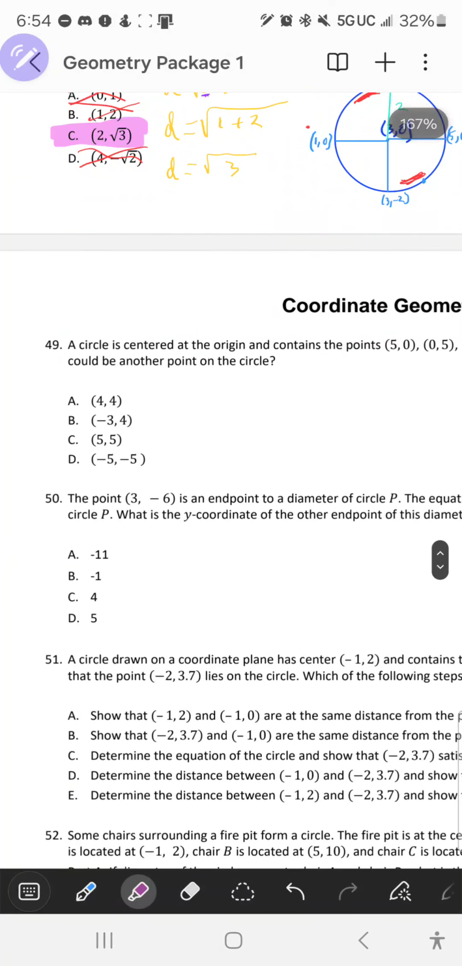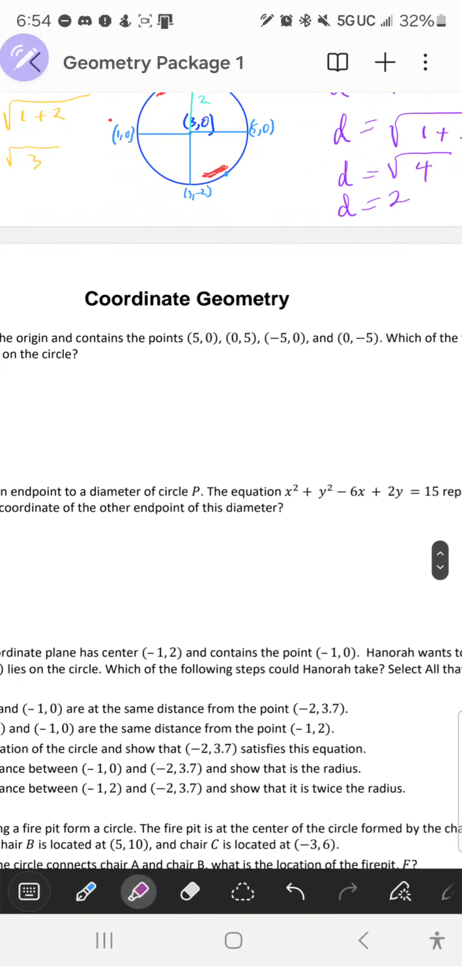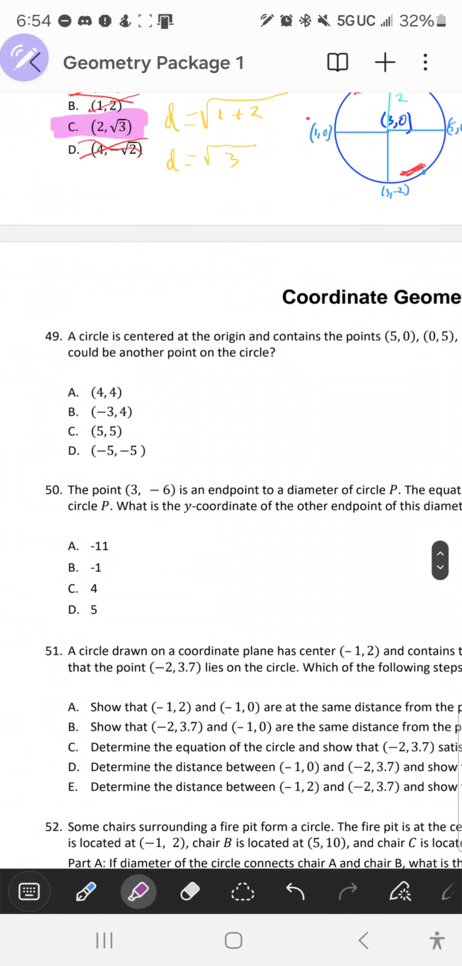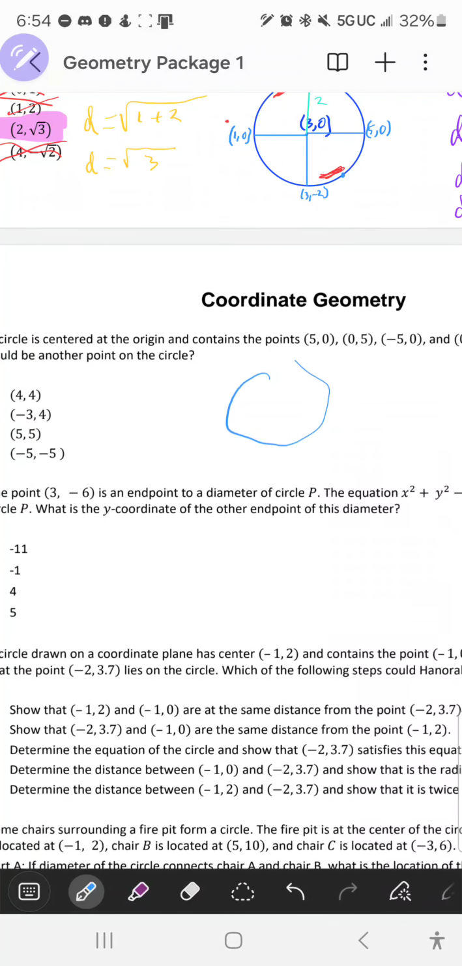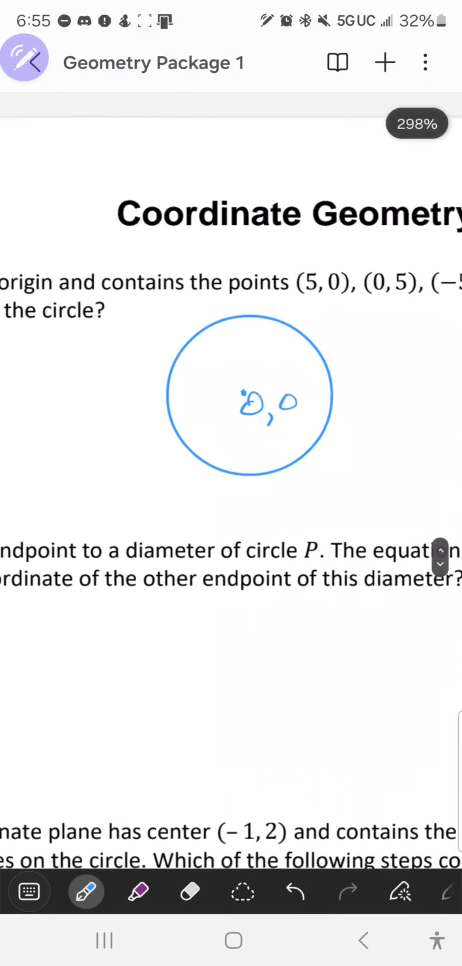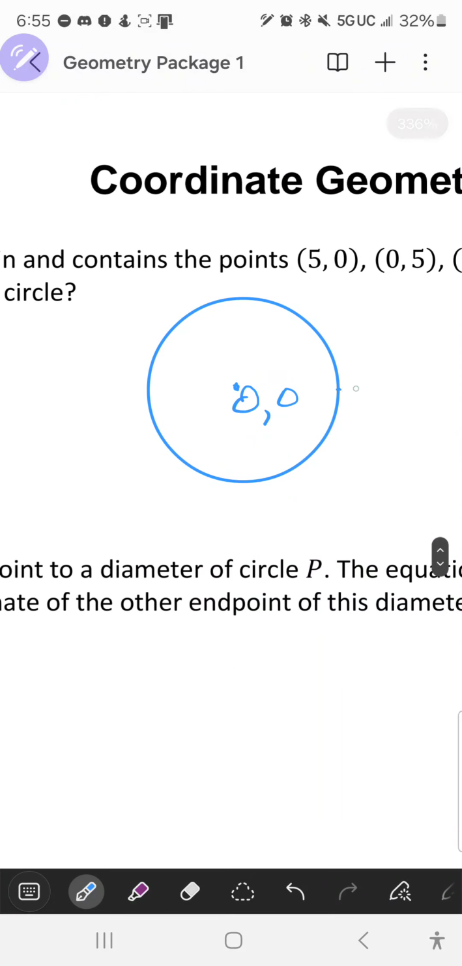Now 49. A circle is centered at the origin and contains the point. Okay, we have the following could be another point on the circle. Oh, they are making this easy. We know that this is 0, 0 because it's the origin. Now 5, 0 lies on the circle, so 5, 0, 0, 5, negative 5, 0, and then 0, negative 5.